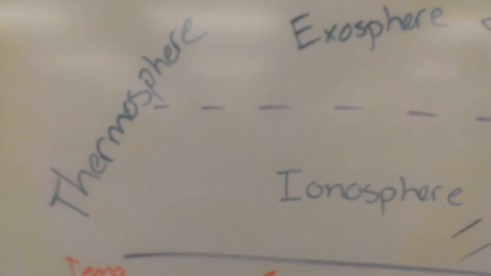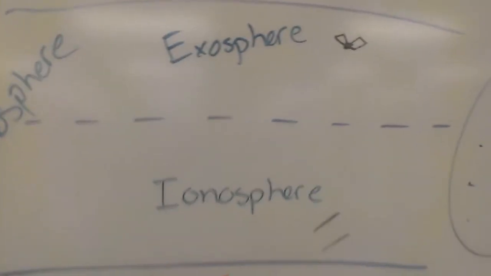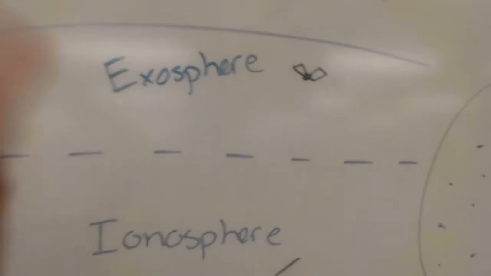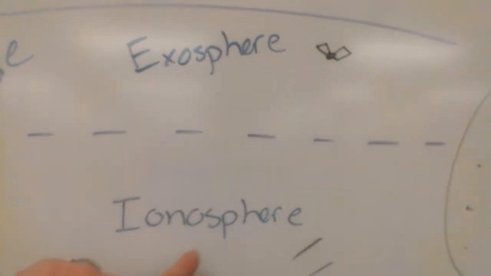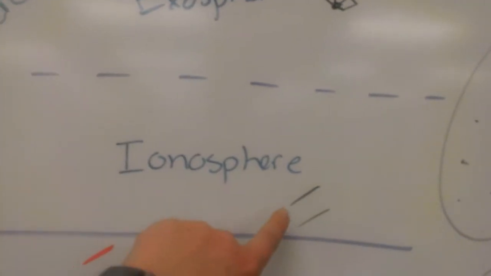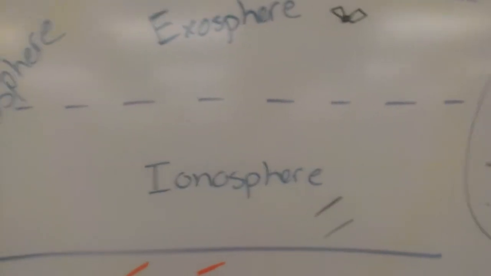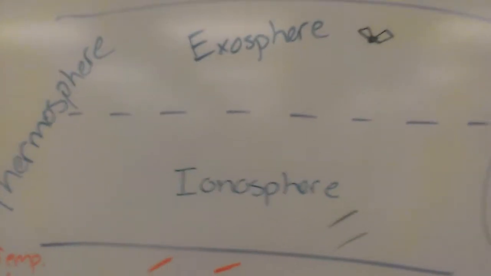Finally, you get to our thermosphere, which is made up of two actual layers. You have the exosphere, where satellites are at the very top, and then you have your ionosphere, where you have occasional ions and meteorites streaking through. So those are our atmospheric layers.